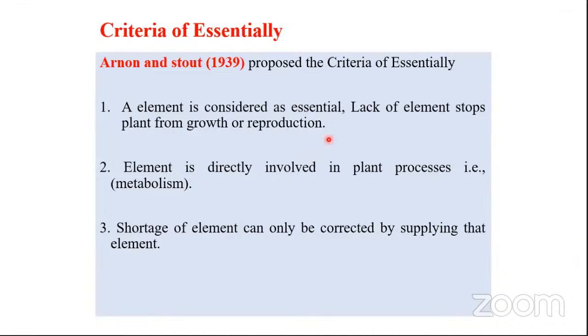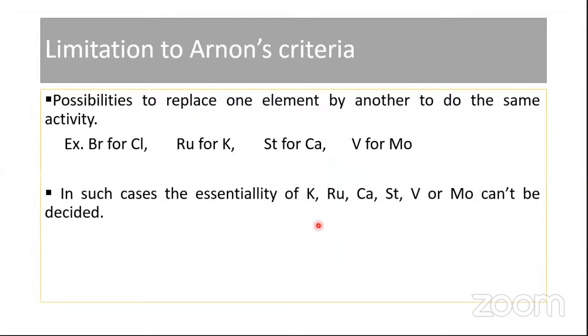Very important theory. Coming to the next one, students, there are some limitations. By seeing all those three characteristics, it's very interesting and satisfying. But though it has some importance, there are some limitations in Arnold's criteria. In the second point, he said we can't replace the deficiency of one element with another.